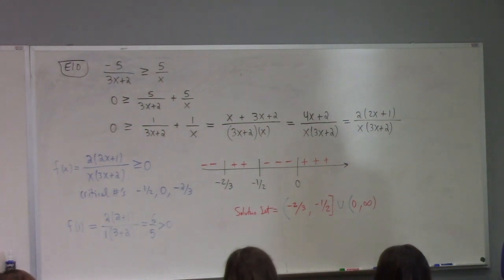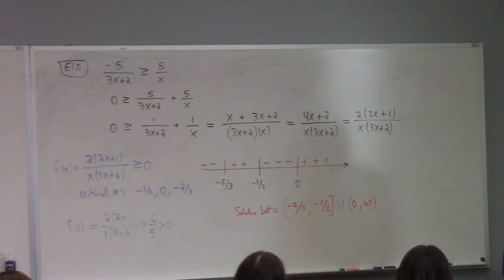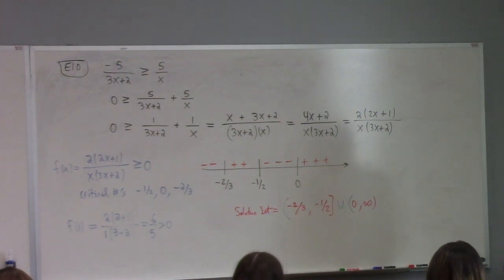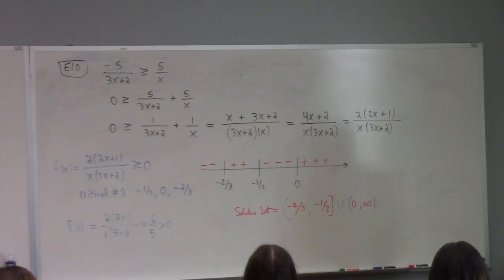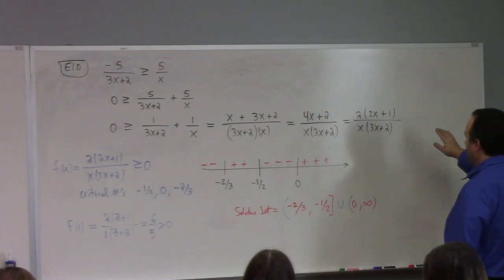Photomath is giving exactly the opposite of this answer. Why is that? Oh, it could be that I flipped the inequality somewhere. That's probably what I did. I bet I made the mistake going from the black to the blue. See where I did it? Do you guys see it? Do you see the mistake? Right here.